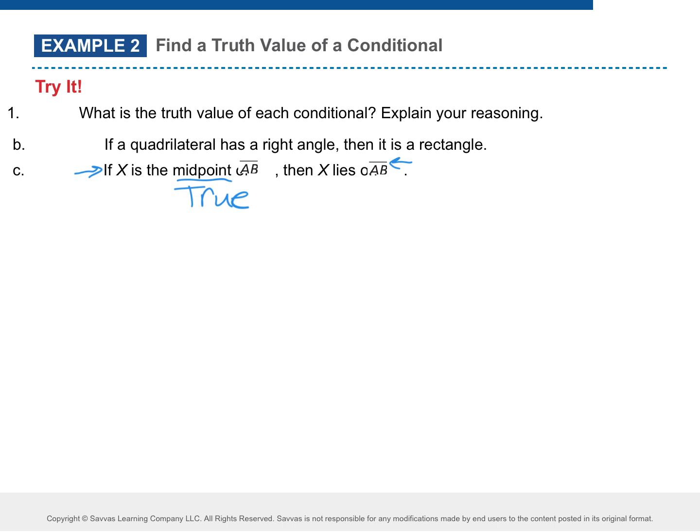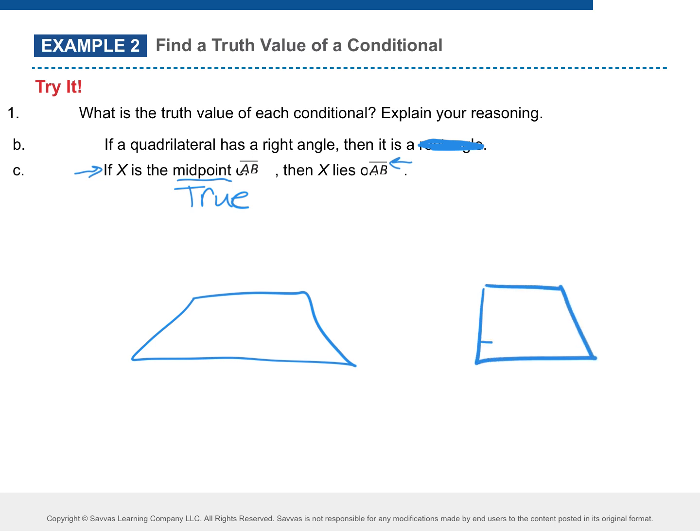Okay. A, if a quadrilateral, a four-sided shape, has a right angle, then it is a rectangle. Why is that not always true? Could be a square, could be a trapezoid, okay? So a trapezoid doesn't have to be like this and this. It could be like this. Does that make sense? So a trapezoid does not have to look like this. It can look like this with this right angle in there. It could look like that. Yep.